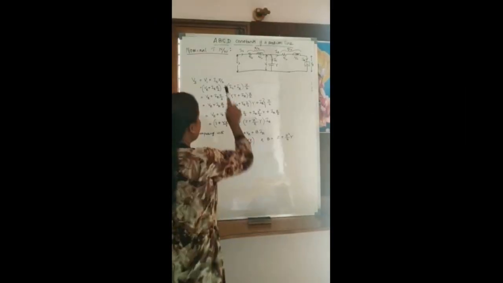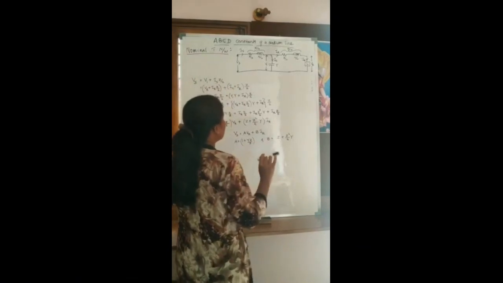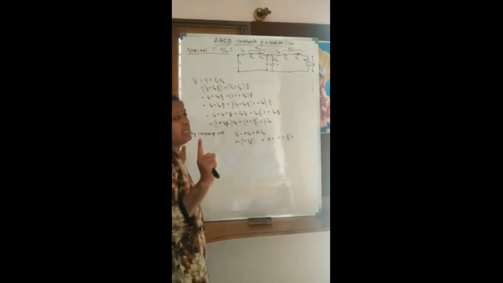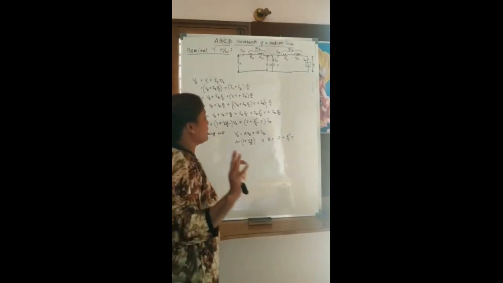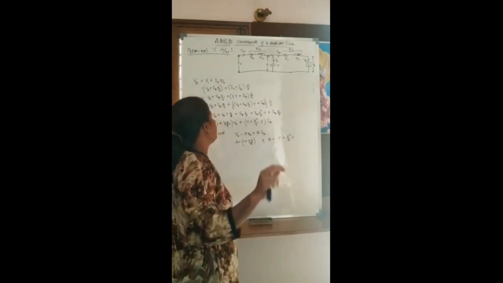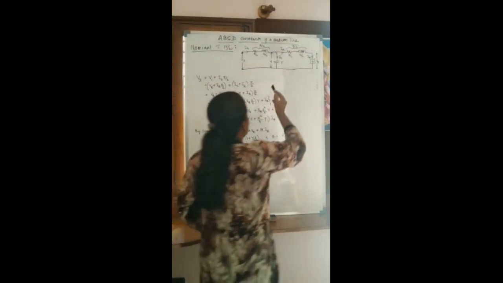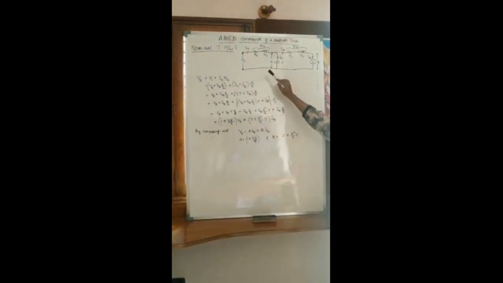Let me start now. Nominal T method, nominal T network for ABCD constants. You know that this is one of the medium lines. Medium line is T network and pi network. Here for the nominal T method, how do you find the ABCD constants? We know that we have taken the circuit here.